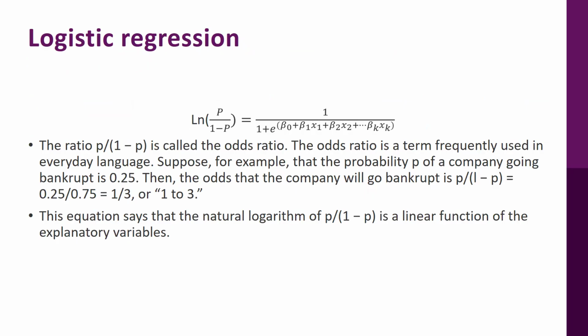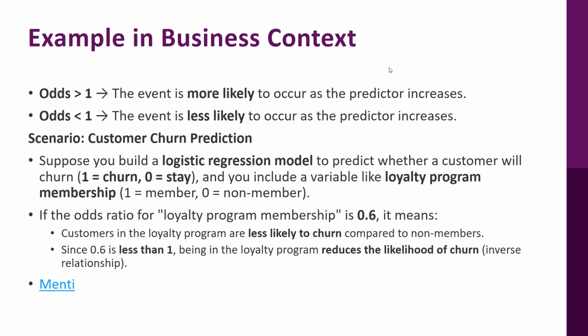The logistic regression uses the log-odds ratio, and the odds ratio is a term frequently used in everyday language. The equation says that the natural logarithm of the odds is a linear function of the explanatory variables. Let's talk about what the odds are and how we can actually use them in business.